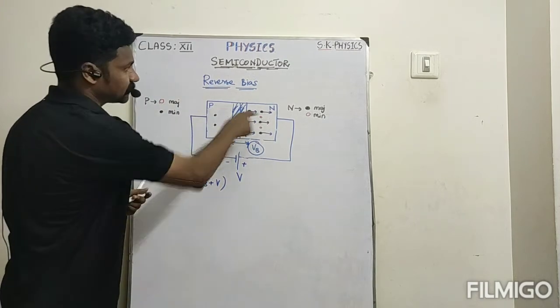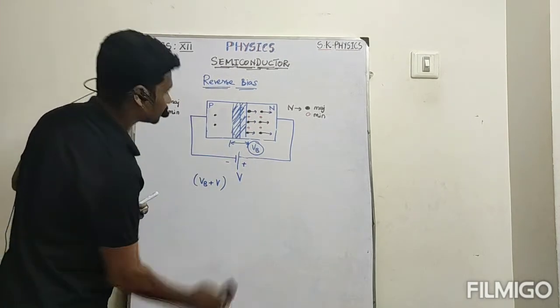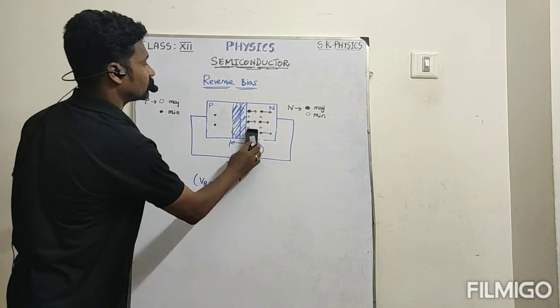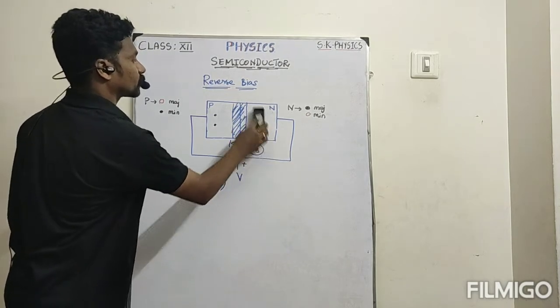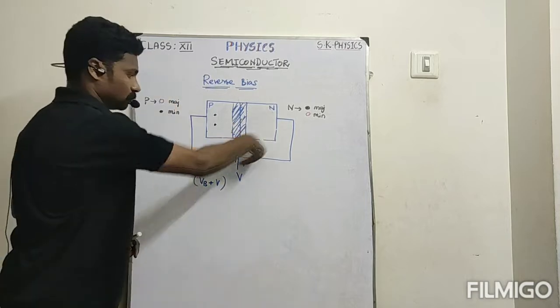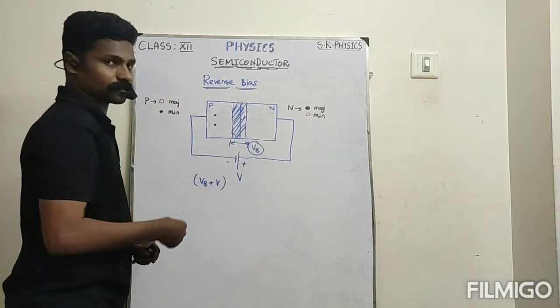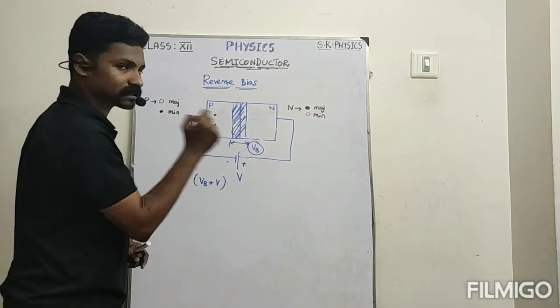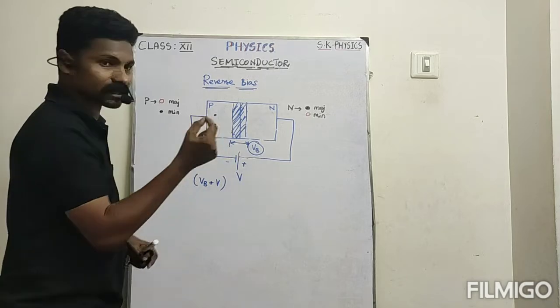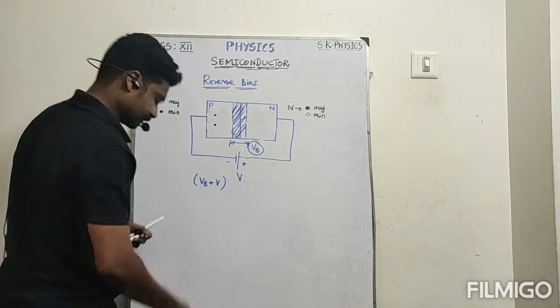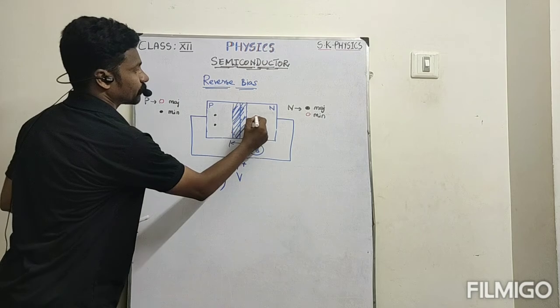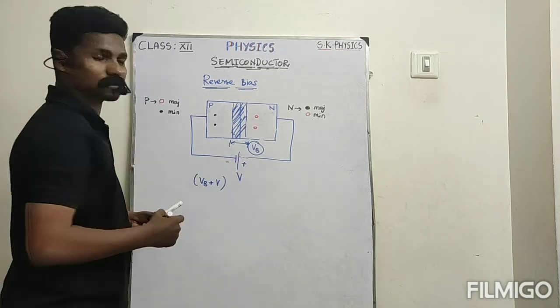So like that, in the N side, all the majority electrons move towards the positive terminal. So what remains are only the minority holes. I can represent those minority holes here. This is minority holes. Okay.